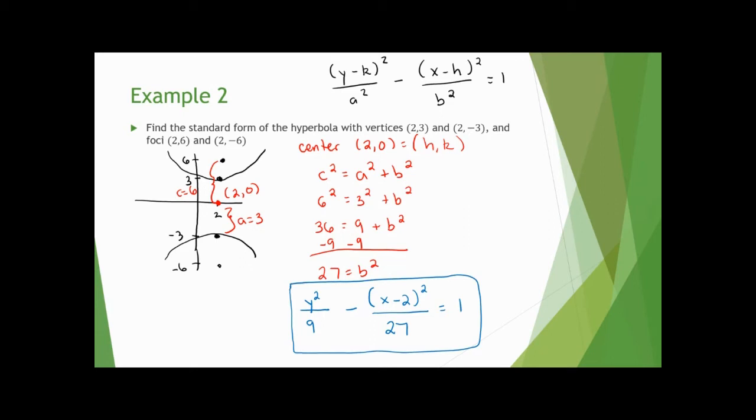And that is our equation based off of this vertical hyperbola. Do you have any questions? Okay.